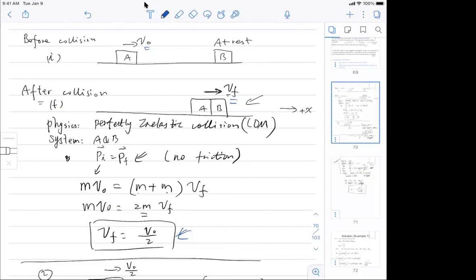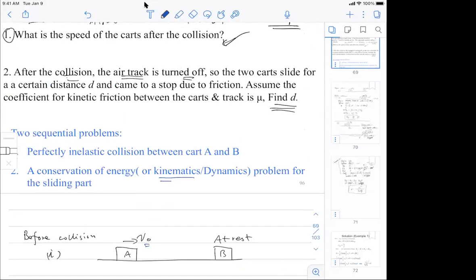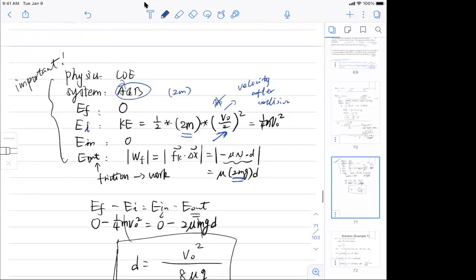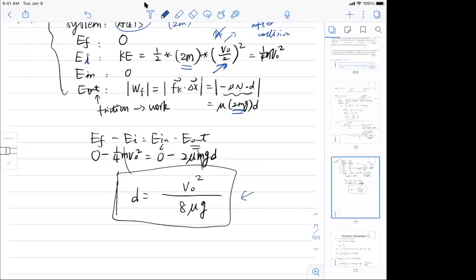You can also use a dynamics approach. In this case, the force acting on it will be the frictional force. So friction is going to give you F equals ma. Then you can find the acceleration. Friction is mu 2mg, which is equal to 2ma. You can see your acceleration is going to be mu g. And then you can use that acceleration to find your distance. You can do that as practice on your own to see if you get the same result. You should get the same result, which is v naught squared over 8 mu g.